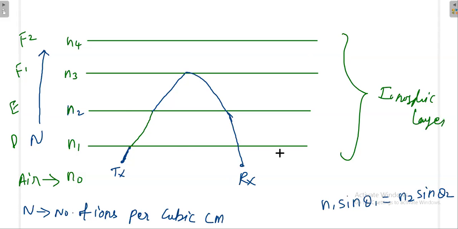Finally, we do not know from which layer it is getting reflected. That purely depends on what your frequency of operation is, and what your launching angle is.